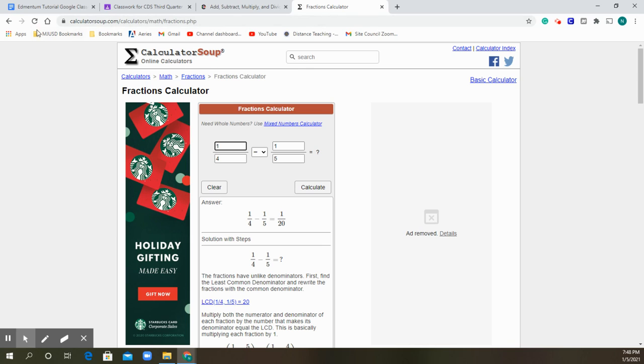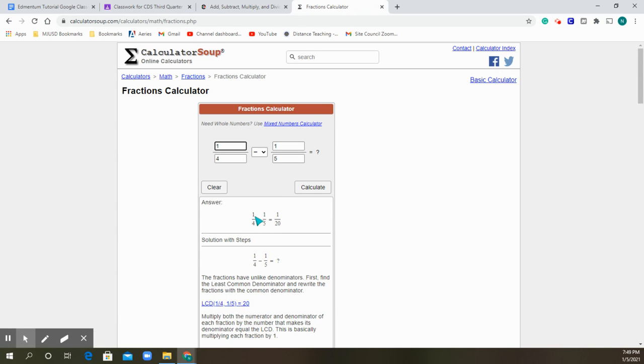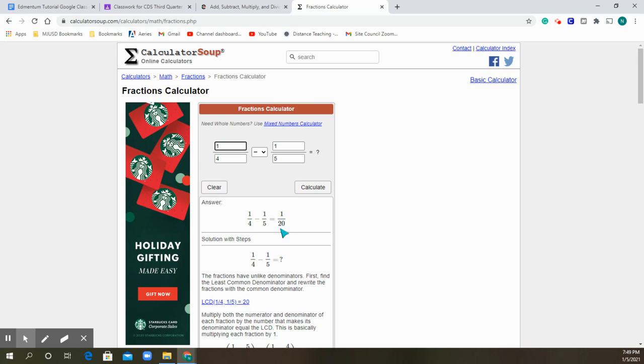So I'm going to use my tools. I go to calculatorsoup.com and I type in 1/4 minus, or subtract, 1/5 and then hit calculate. It does the quick math. The web page is going to load because I've done this earlier. And it shows you that 1/4 minus 1/5 equals 1/20.